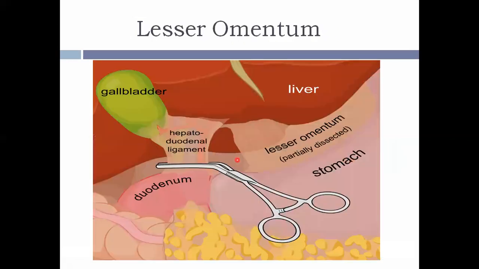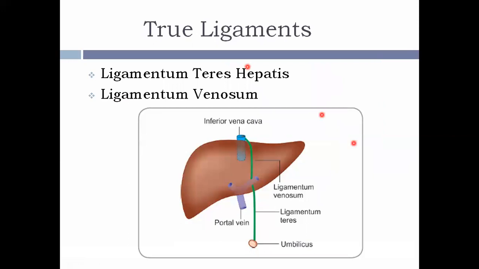Next, the lesser omentum. What is the lesser omentum? It is a fold of peritoneum that connects the lesser curvature of the stomach to the porta hepatis of the liver. Then we'll see about the true ligaments. What are the true ligaments here in the liver? The true ligaments in the liver are the embryological remnants of fetal structures. We have two true ligaments: one is ligamentum teres hepatis and the other is ligamentum venosum.